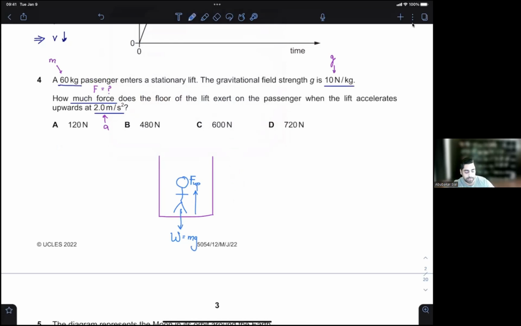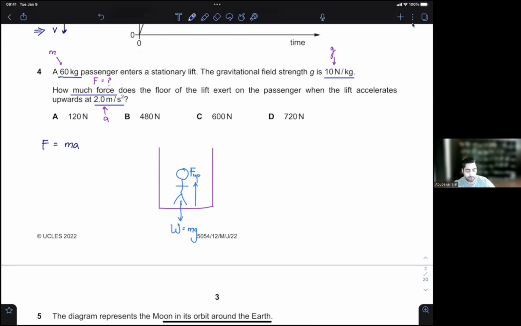So they're saying the lift is accelerating upward. We know M, we know A, so we're going to use this equation. F is equal to MA. F is the resultant force. So it needs to be the upward force minus the downward, which is the weight, and that is equal to mass times acceleration, which is 2. The weight is 600 because M into G, so just 60 into 10, that's 600. If you solve this equation, you'll get 720 newtons. That's the upward force. So your answer would be D.